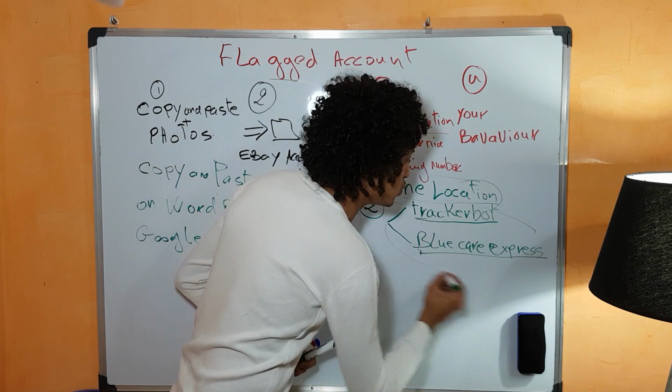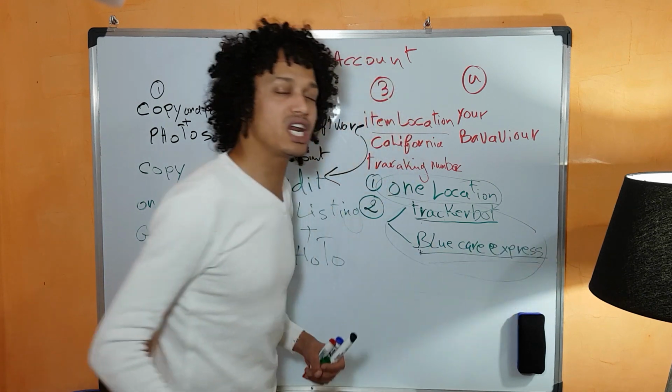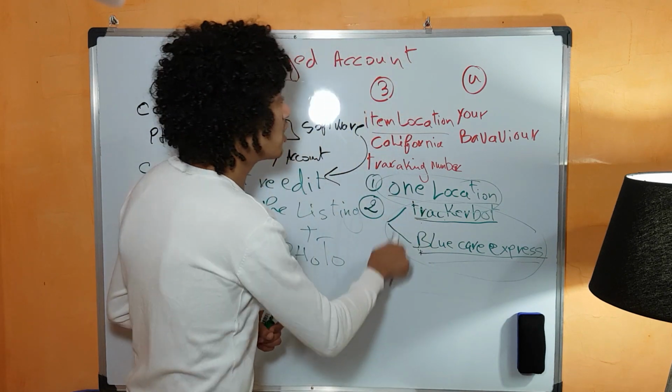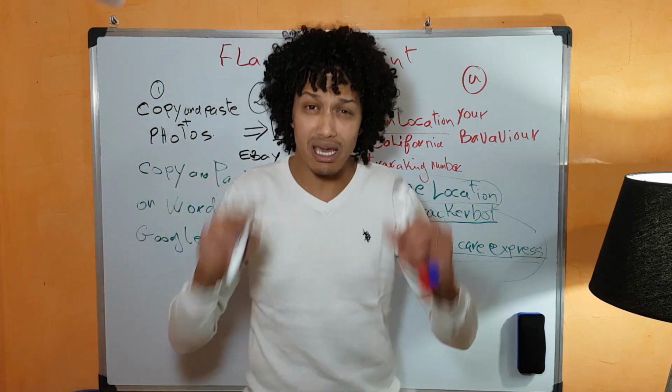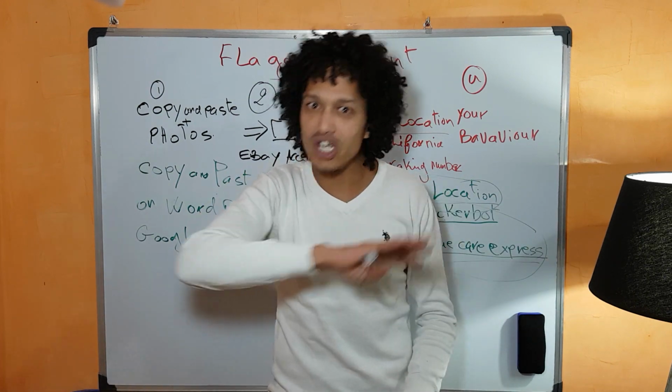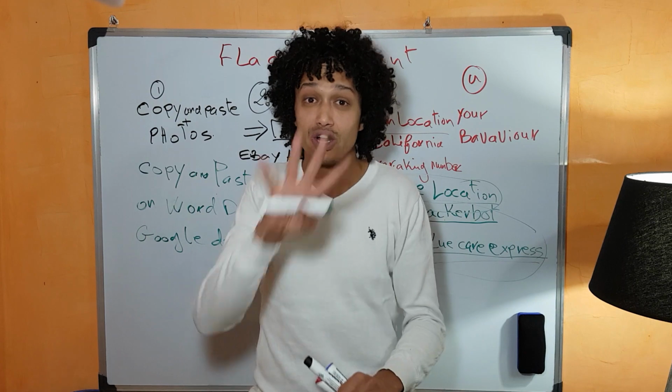The second one is the tracking number from Blue Care Express or TrackerBot. All right, that is the solution for you for number 3, item location. I am giving you solutions that no one can give you at all. You can search the entire YouTube, but nobody can give you those 4 solutions.